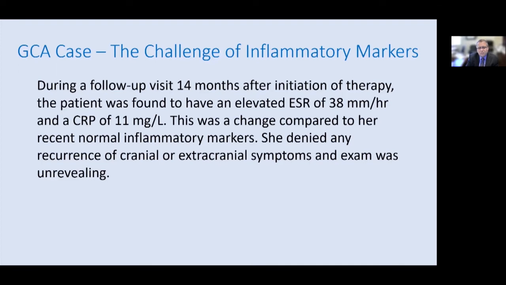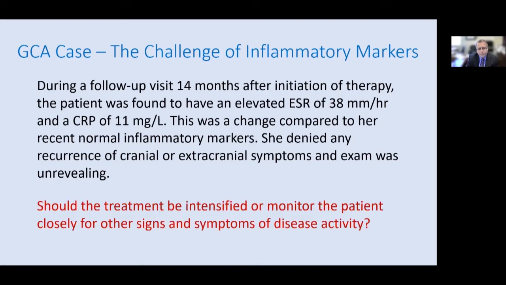However, the patient denies any symptoms, either of the head, cranium, or extracranial symptoms like claudication and such. You examine the patient, and everything looks fine. What should you do in those cases? Should you intensify the treatment? The patient is on, I don't know, 3 milligrams of prednisone, and now you want to increase it up to 40 again? Or should you wait and see if there's anything else that's going to help you make a decision about adjustment in therapy?